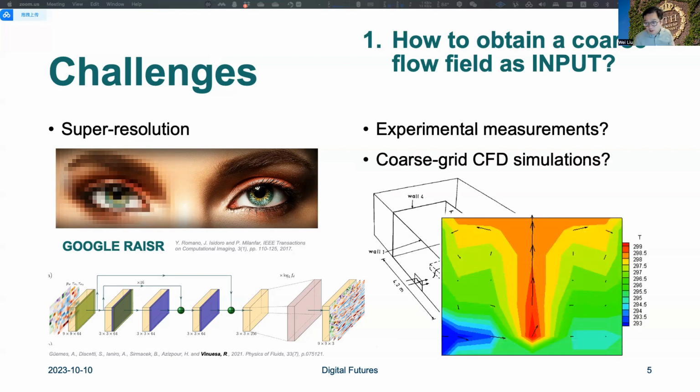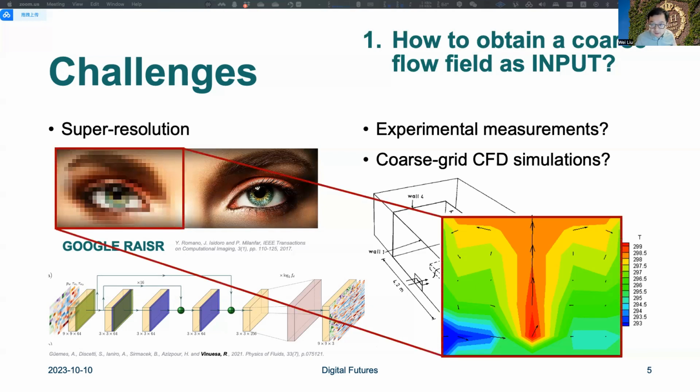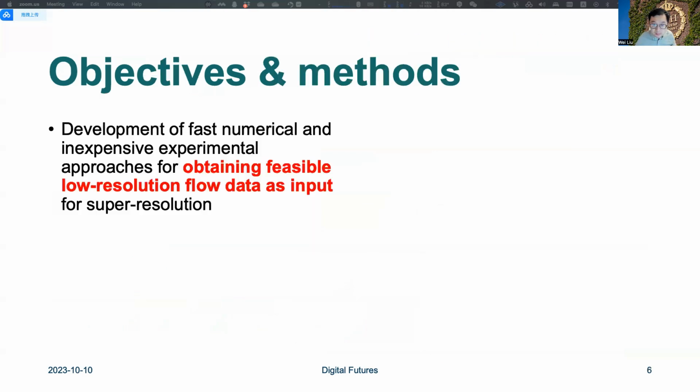But if we compare coarse-grid CFD results with a low-resolution photo, the difference is that a low-resolution photo just has low quality, but a low-resolution flow field obtained by this kind of coarse-grid CFD simulation might be associated with wrong physics. And even for the transient airflow, super resolution models fail in extrapolating the flow fields, which belong to a different statistical distribution.